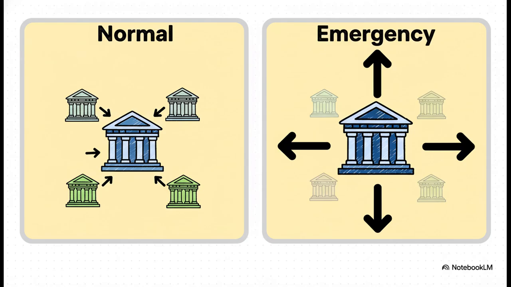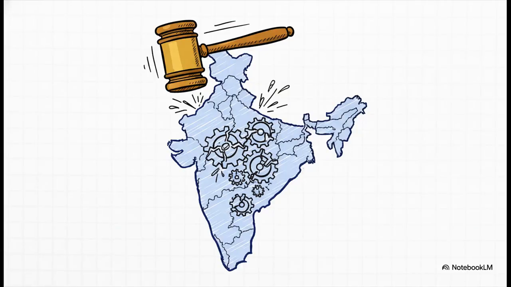So what happens the moment one is declared? Well, the whole power dynamic of the country just flips on its head. That federal structure India has, where states have their own areas of control, it basically disappears, and the country becomes, for all practical purposes, a unitary system. The central government suddenly gets the power to make laws on any subject on the state list. It's a massive shift.